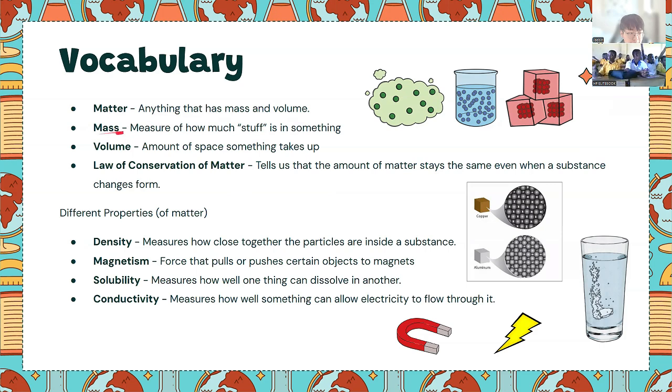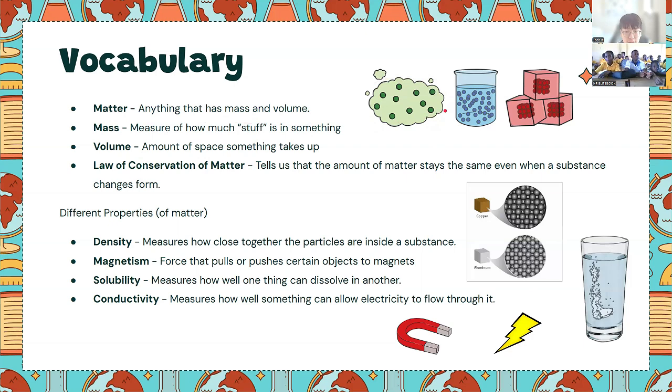What I mean by mass is the measure of how much stuff is in something. So, for example, this might have more mass than this on the left because it has more stuff in it. And volume is the amount of space something takes up. So, matter is anything that has stuff in it and takes up space. It can be anything that you can see or feel. Those are all matter.